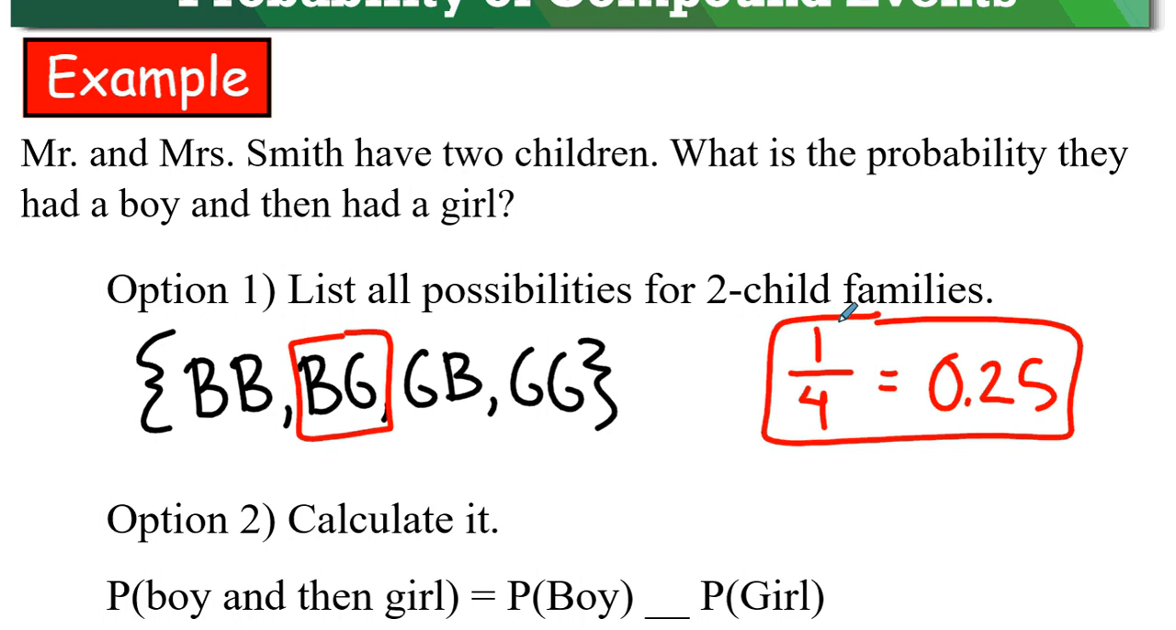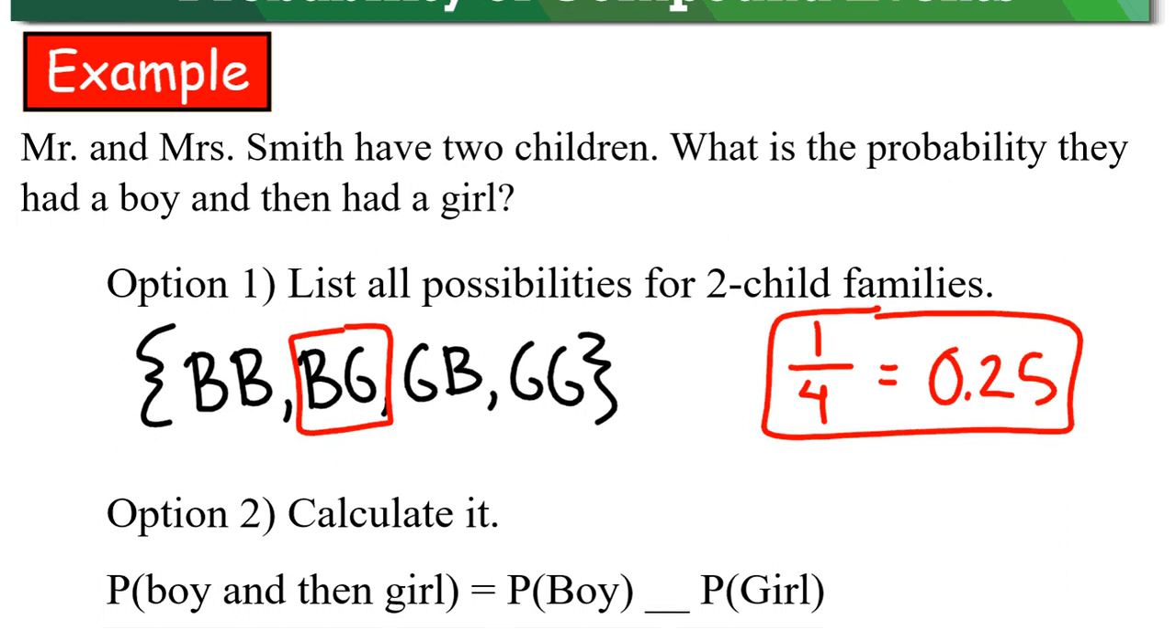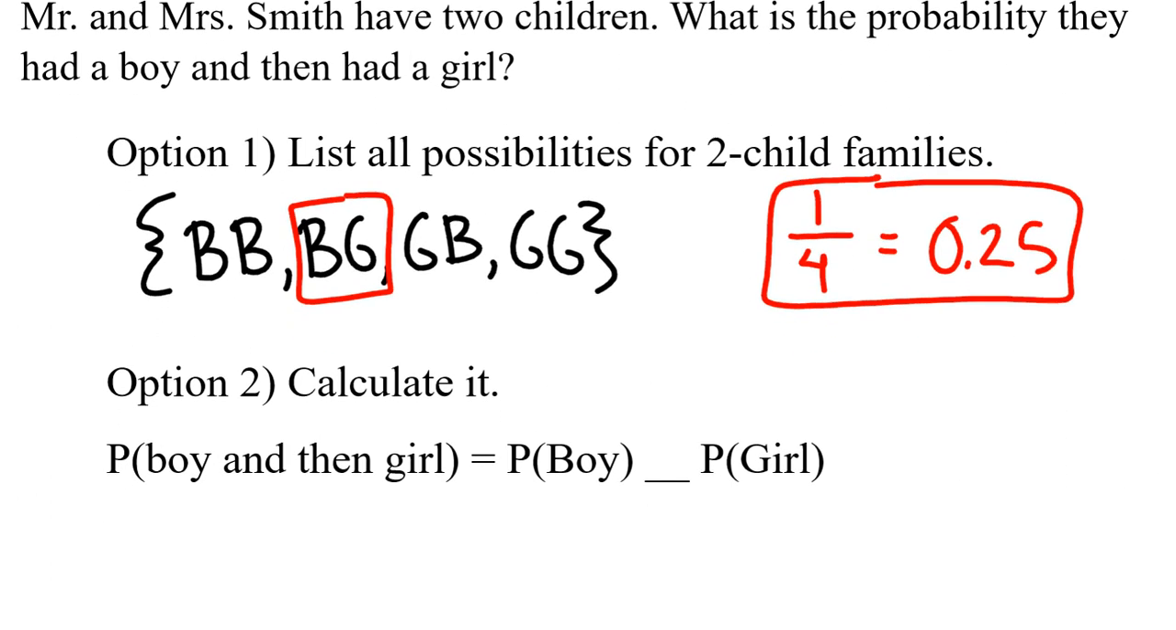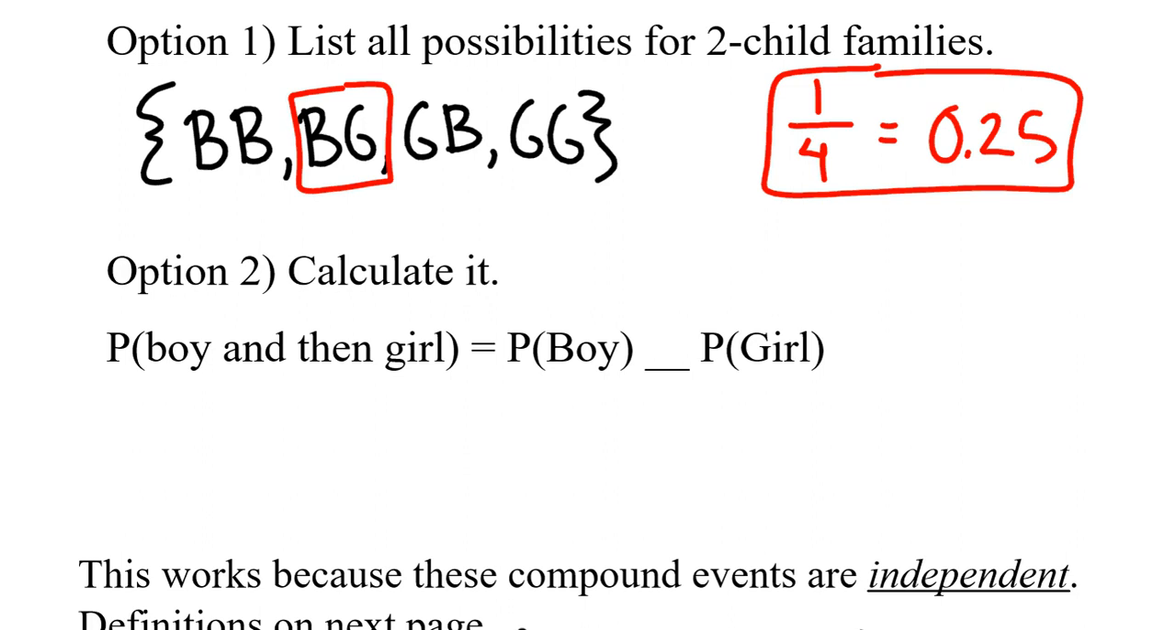That's option number one, is you list out, we call this the sample space, all of the possibilities, and then you identify all of those successes. Option number two is to calculate it using mathematics instead of just listing them all out. So probability of boy first and then girl second. We would take the probability of having a boy first and then the word and, this is kind of key, in probability implies multiplication. Boy first and girl second.